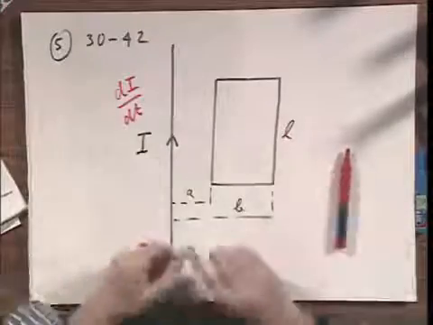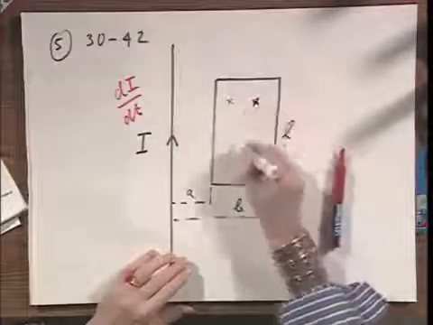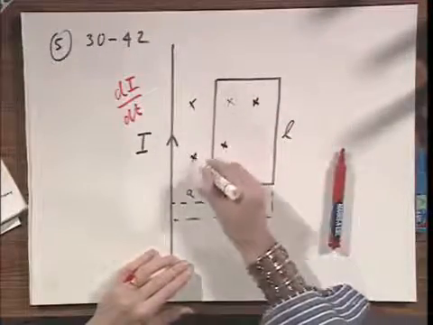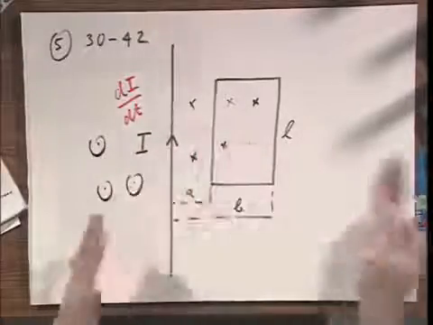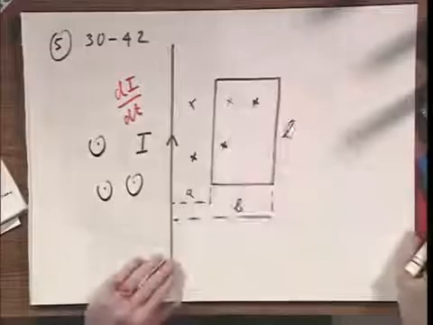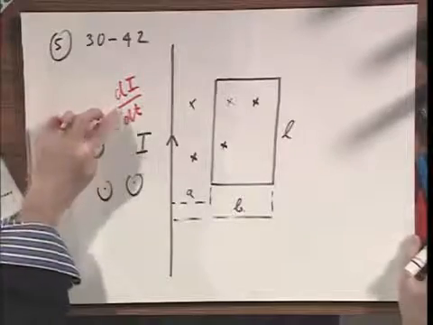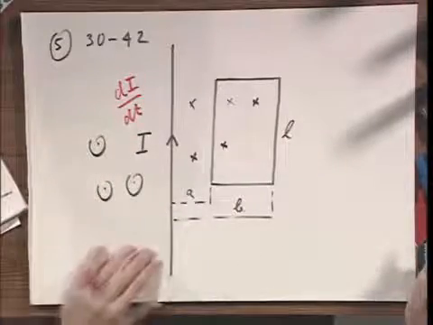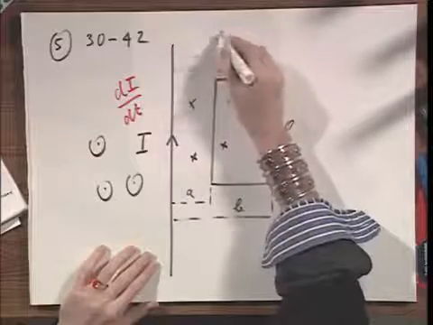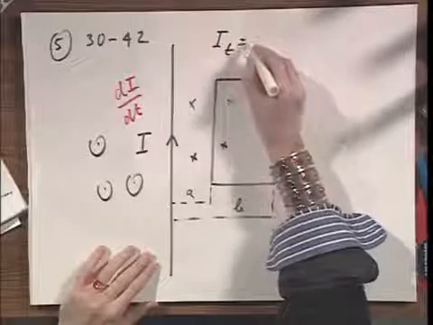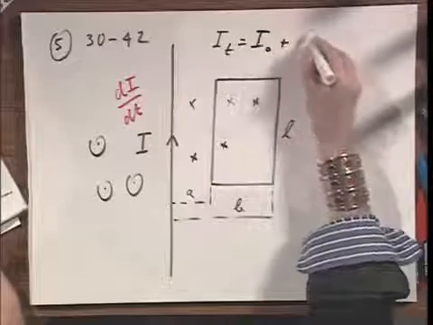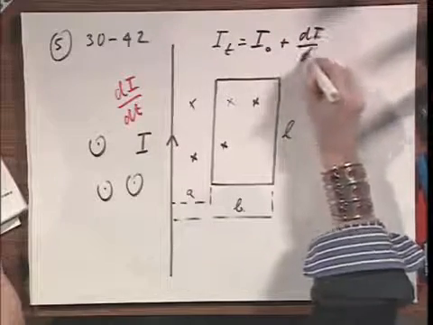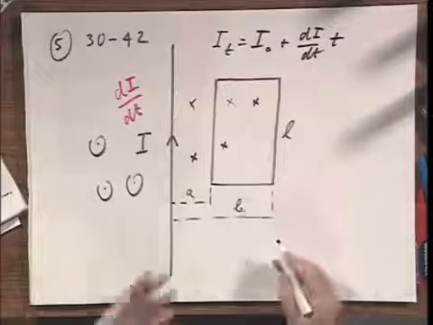Well, first of all, the current I will produce a magnetic field pointing everywhere on this side into the paper and everywhere on this side out of the paper, but we're only concerned on this side. The dI/dt will make the current grow, and so I, as a function of time, equals some I0 at time equals 0 plus dI/dt times t. It's growing linearly.